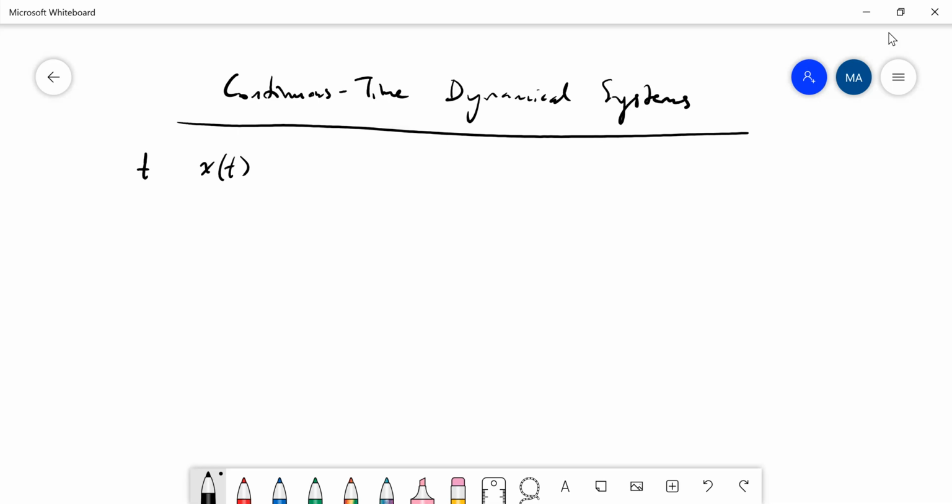All right, so time t in parentheses. But for notational sake, I'm going to use this. All right. So usually this is for continuous time systems. This is for discrete time systems. Okay. But I will use this as well for continuous time.